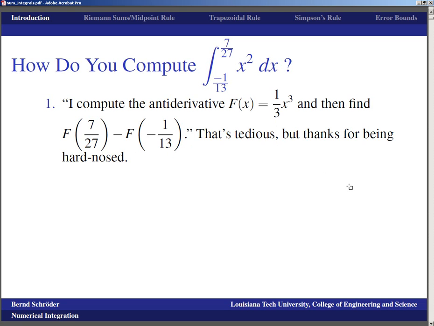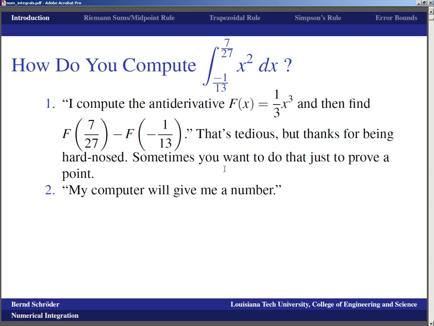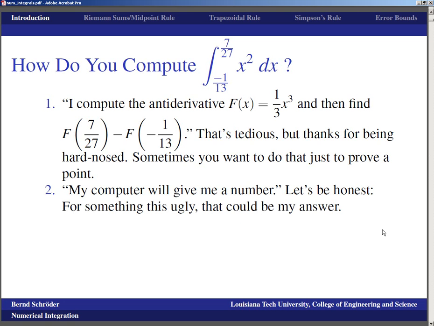And so the other answer, and sometimes you just do that because you want to prove a point, the other answer certainly would be that my computer will give me a number, and let's be perfectly honest, that's probably the answer that you get from me for something this ugly.